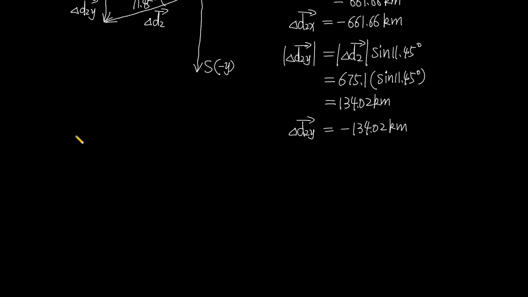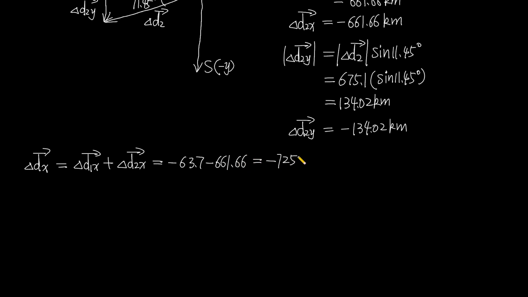Now we can get the vector delta dx equals the vector delta d1x plus vector delta d2x. This equals negative 63.7 plus negative 661.66, and equals negative 725.36 kilometers.